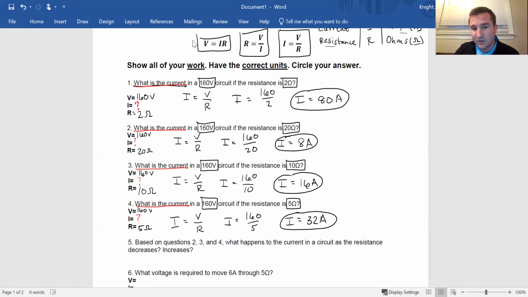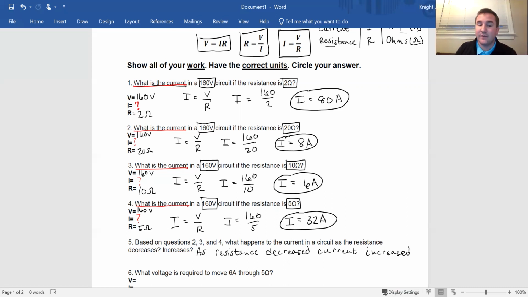So based on questions 2, 3, and 4, what happens to the current as the resistance decreases? Well, as the resistance decreased, right? It went from 20 to 10 to 5. Current increased. It went from 8 to 16 to 32. So as resistance decreased, I'll write this down as current increased, which should make sense because resistance is what stops current. So if we have less of it, we should get more current.